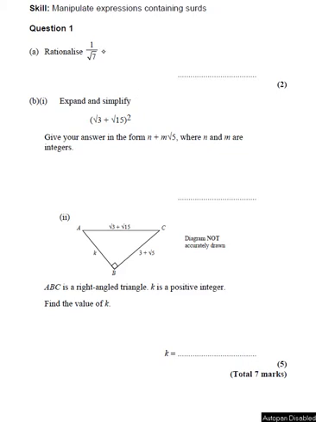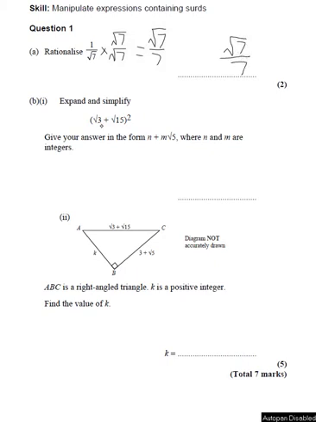Now this first question wants me to rationalize my fraction. What that means is I don't want a surd on the bottom of my fraction. I want the denominator to be an integer. So to do this I need to multiply top and bottom by the square root of 7. Now I do this because the square root of 7 times the square root of 7 just leaves me with 7. And 1 times the square root of 7, obviously, is just the square root of 7. So that first answer, quite straightforward, 2 marks. I think that's 2 very easy marks.